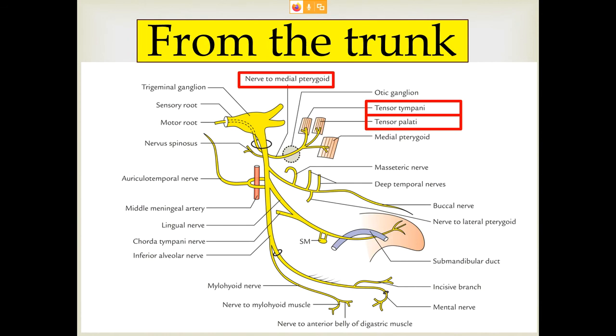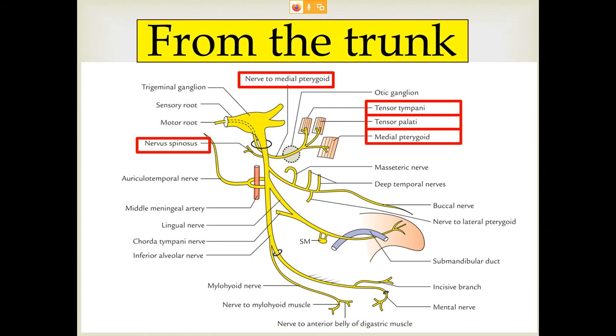The first branch is the nerve to medial pterygoid, and the second branch is the nervus spinosus. It is also called the meningeal branch. It enters the skull through the foramen spinosum along with the middle meningeal artery and supplies the dura mater of the middle cranial fossa. This is a schematic diagram.